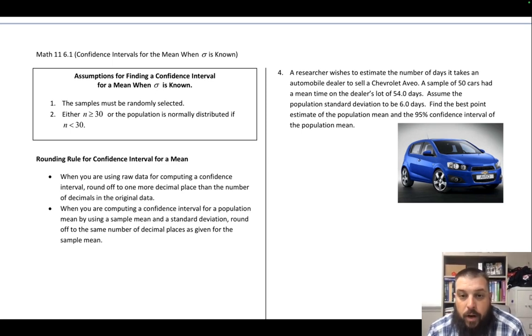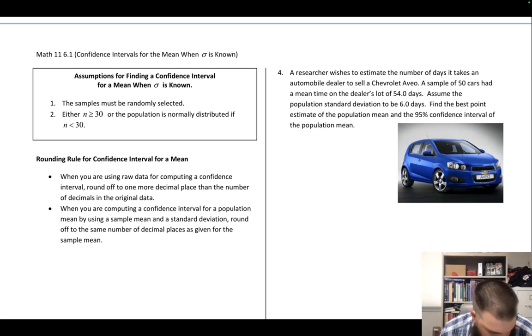All right, let's look at number 4. A researcher wishes to estimate the number of days it takes an automobile dealer to sell a Chevrolet Aveo. A sample of 50 cars, so greater than 30, had a mean time on the dealer's lot of 54 days. Assume the population standard deviation to be 6 days. Find the best point estimate of the population mean and the 95% confidence interval of the population mean.